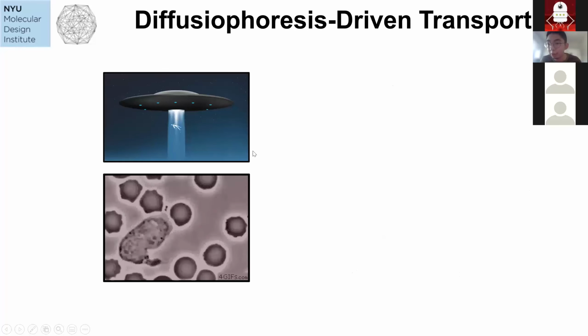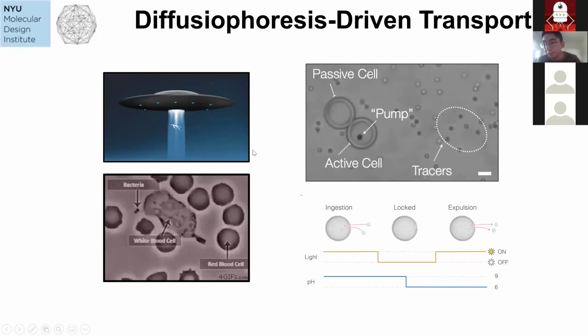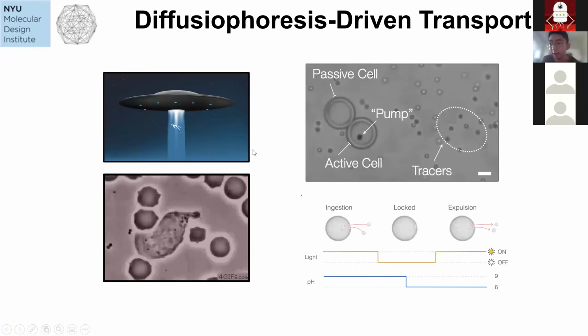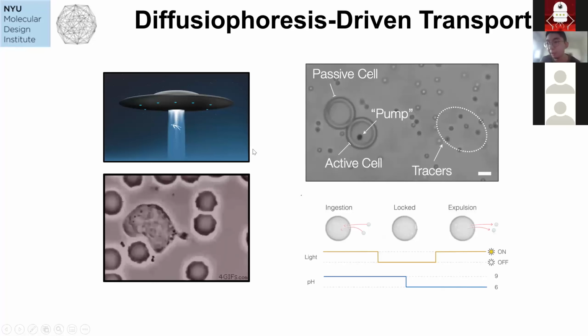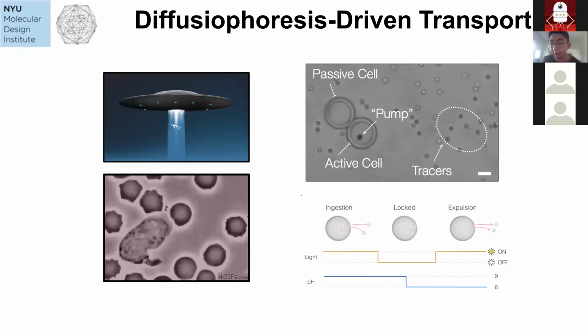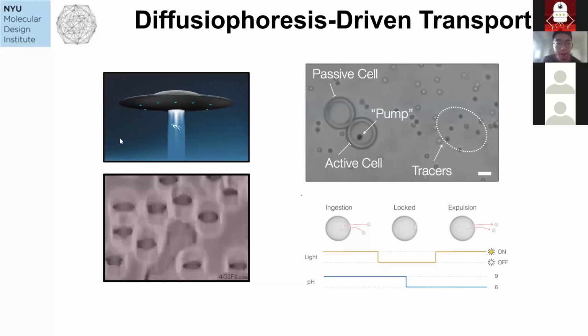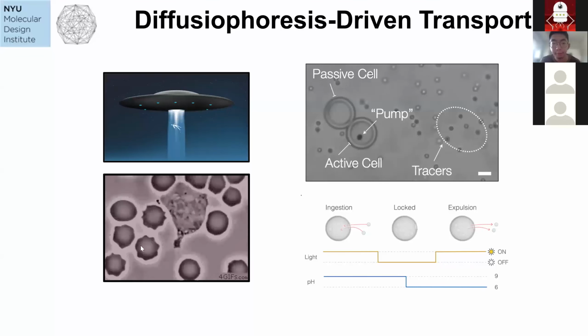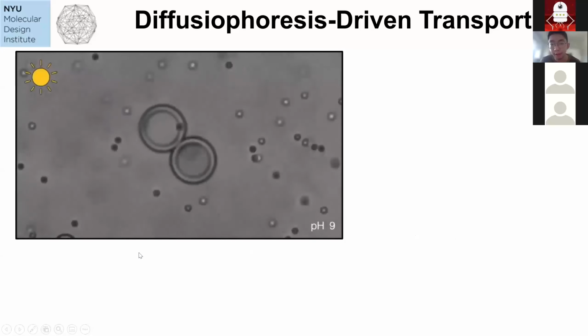Because of that, we can embed this hematite cube inside our microcapsule, and we can transform the passive cell into an active cell mimic. And we will use both light and pH as the tuning knobs to achieve both the ingestion of the tracers and the expulsion of them. So in this video, we start from the ingestion, which is conducted under basic solution.